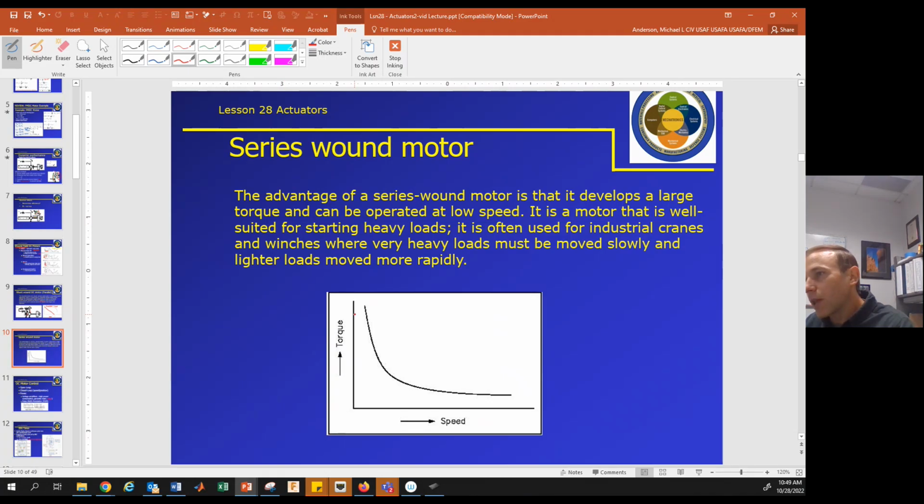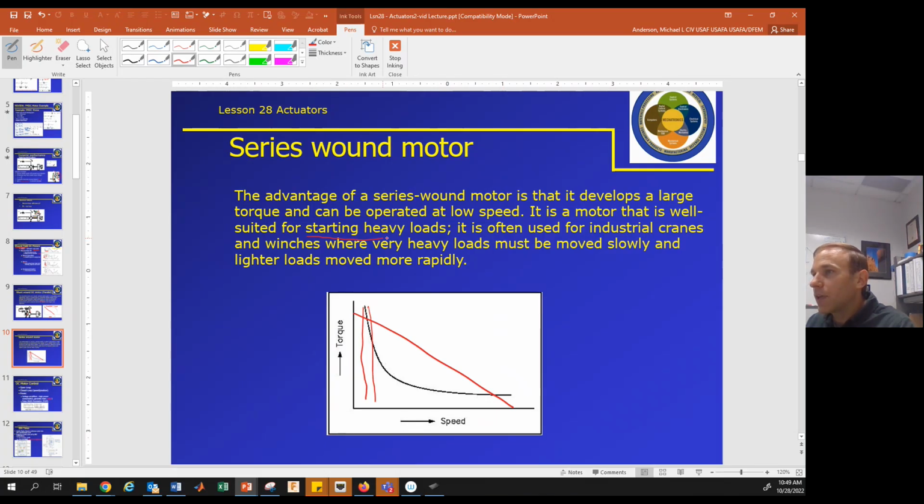This is anything but a straight line. It almost looks like the opposite of the last motor we saw. What's nice about this is it can operate at a very low speed with high torque that is consistent. So notice this, we get consistent torque at a low speed. So this is really nice for things that need to start from zero and get moving.